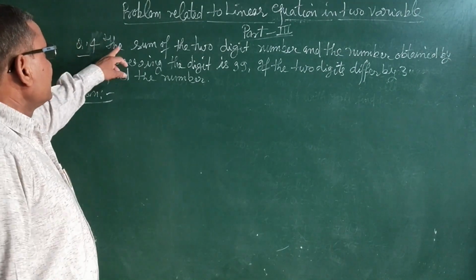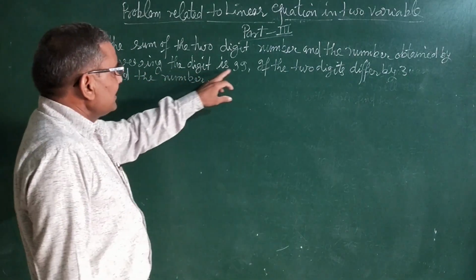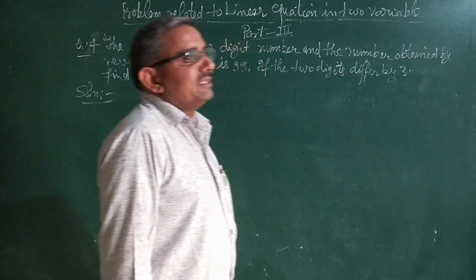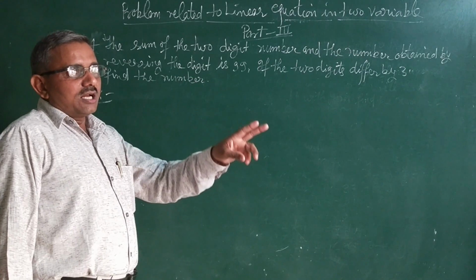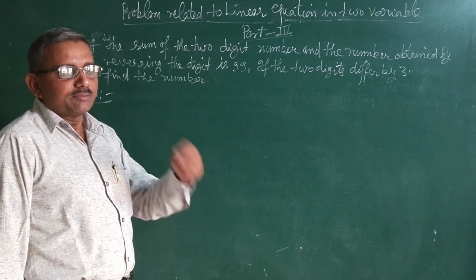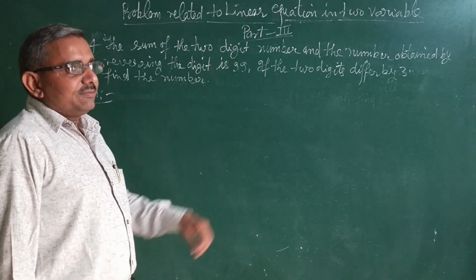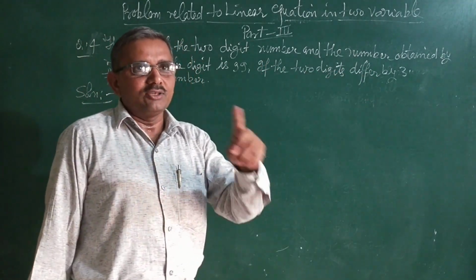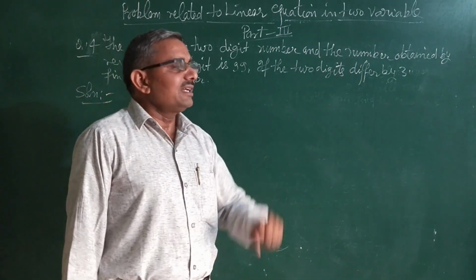The next question: the sum of a two digit number and the number obtained by reversing the digits is 99. If the two digits differ by 3, find the number. कहने का अथवा दो अंकों की कोई संख्या है, उसको इकाई और दहाई को change करने पर जो संख्या प्राप्त हुई, उन दोनों का सम 99 है. The digits differ by 3, कहने का अथवा इकाई और दहाई के अंकों का डिफरेंस अगर 3 है तो संख्या क्या होगी.